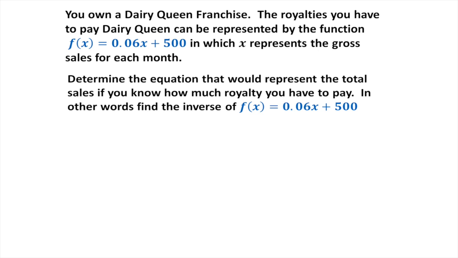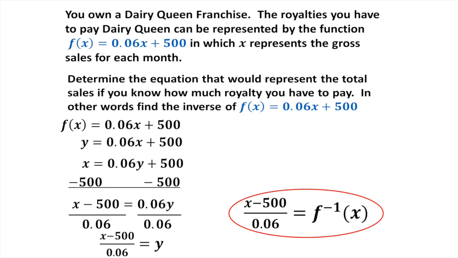Okay, but I want you to go ahead and try that. Calculate what the inverse of this one is. Right now, push pause. After you've obtained your answer, come back and push play. Check your answer here. This should have been your inverse, x minus 500, all divided by 0.06. That's f inverse of x, okay?